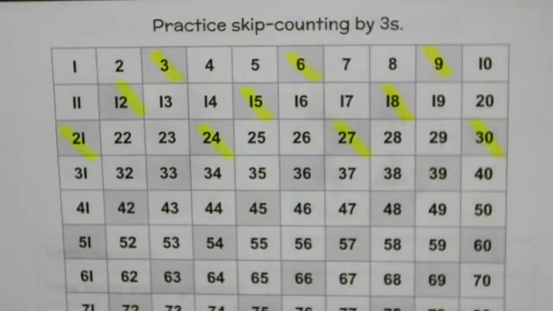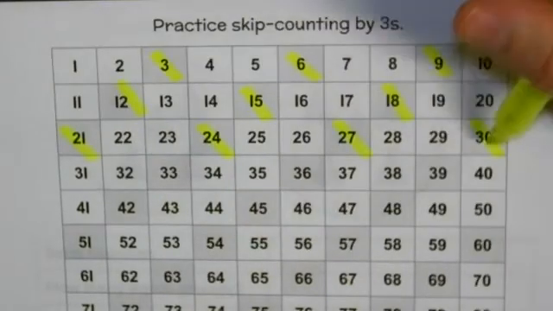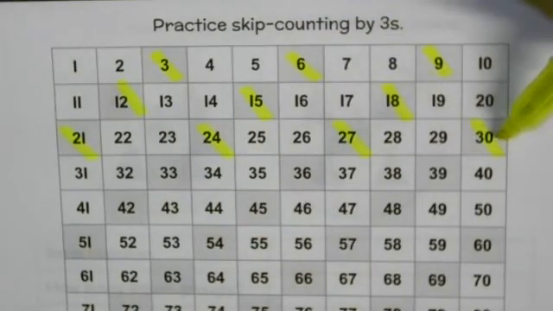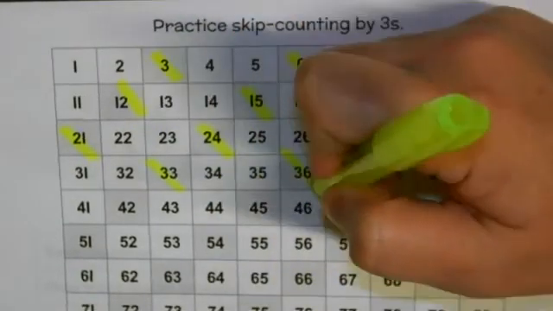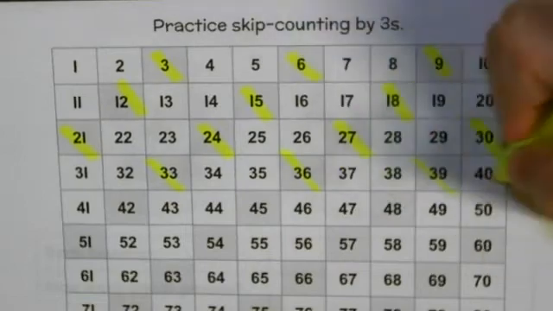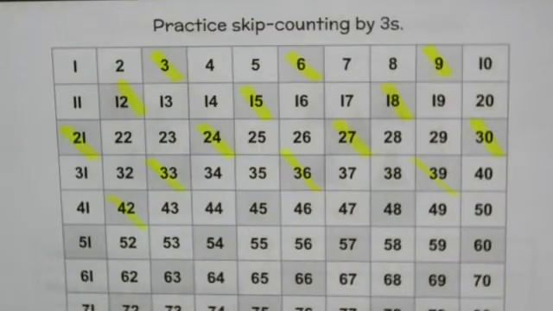If I wanted to keep going, I would go every third number. So here's 30, and then I'd go 1, 2, 3, 1, 2, 3, 1, 2, 3, 1, 2, 3. And I could keep doing that. Okay. Remember that skip counting helps us to be more fluent at multiplication and division.